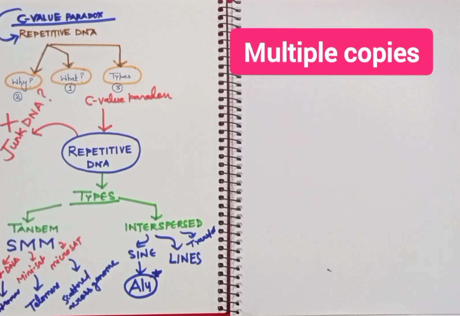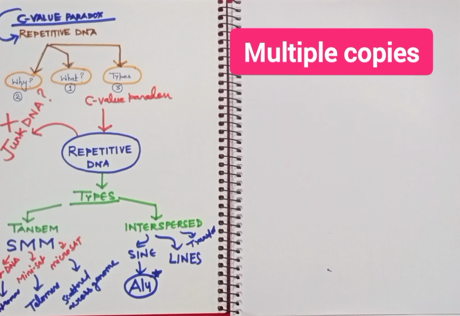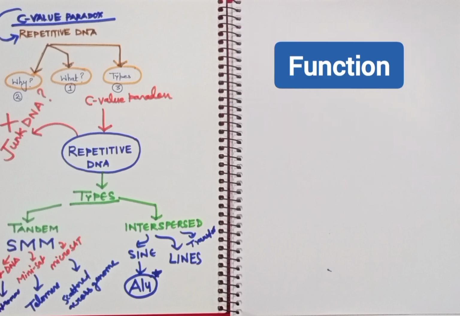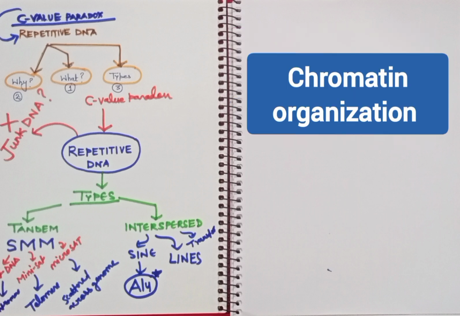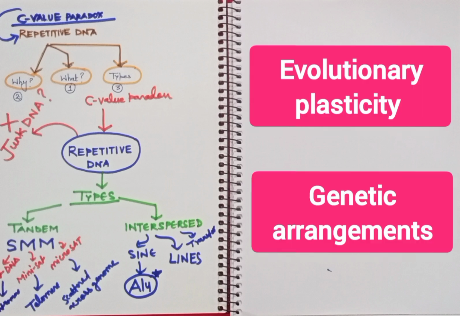So repetitive DNA comprises DNA sequences that are present in multiple copies throughout the genome, and these sequences are largely non-coding, meaning they don't code for protein, and yet they play a crucial role in different things. So what is the function of this DNA? It helps in chromatin organization, gene regulation, evolutionary plasticity, and genomic arrangements.